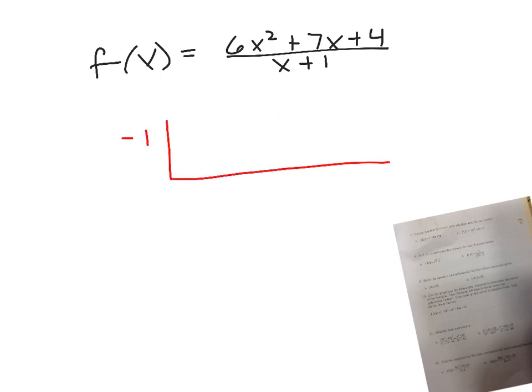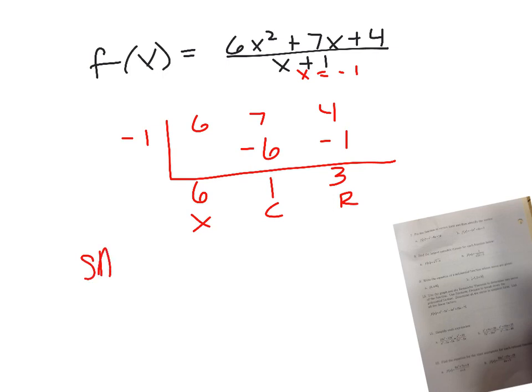All right, so this is what we have. We have f of x equals 6x squared plus 7x plus 4 over x plus 1. So I'm going to put the negative 1 on the outside, because that's my 0, x is equal to negative 1. 6, 7, 4. So I get 6, negative 6, 1, negative 1, we get 3. So this is my remainder, a constant. So my slant asymptote is y equals 6x plus 1. No remainder when we do slants, just this part here.